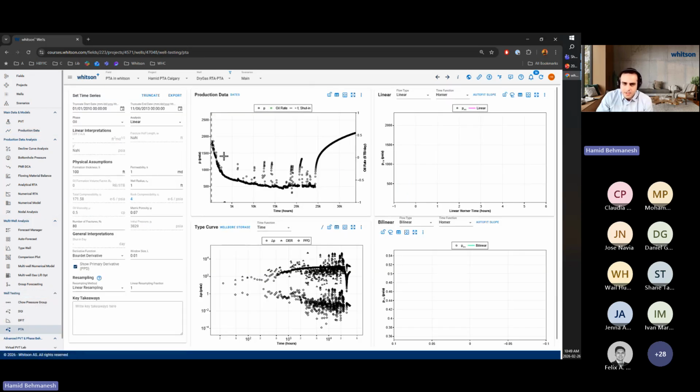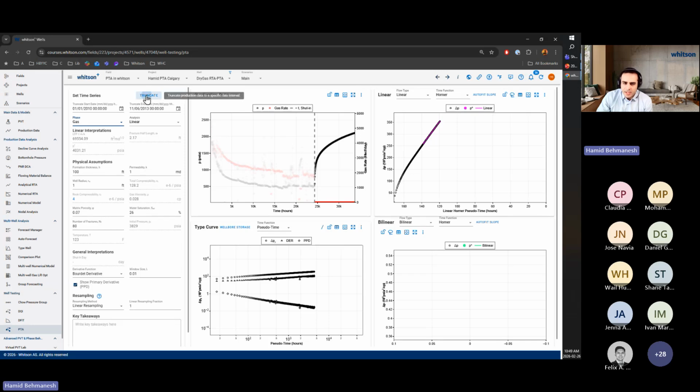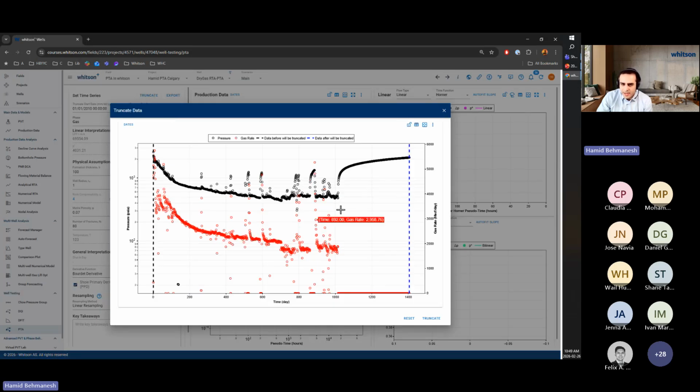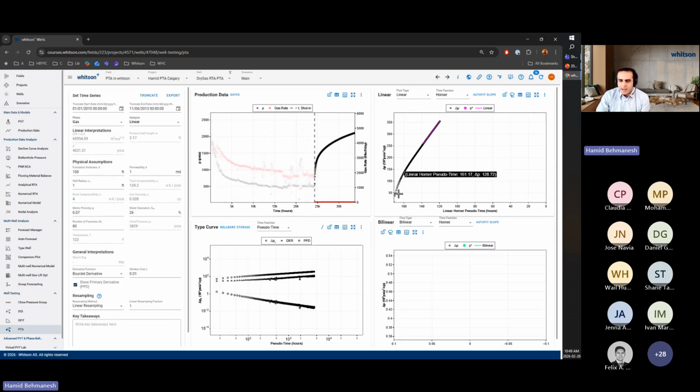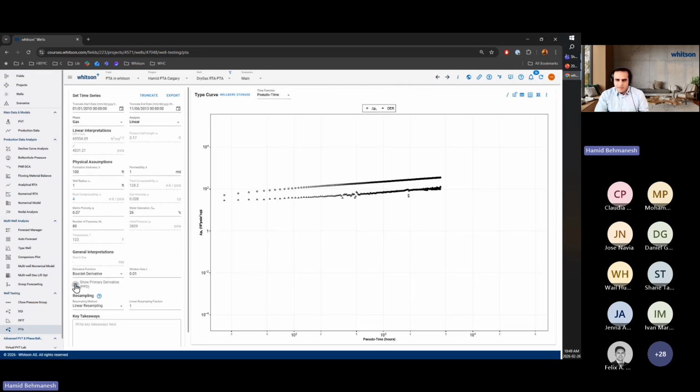So first things first, you should switch to phase gas. And when you switch to phase gas, the truncation feature already identified that shut-in period. So I don't want to mess with that. And look at the derivative here. It's a very nice derivative data, right? That's the beauty of the build-up data, that at the end of the day, we have very clean derivative data. So this is a multiply fractured horizontal well. The time function that we're going to select is going to be either linear or bilinear. So we're going to start with the linear.